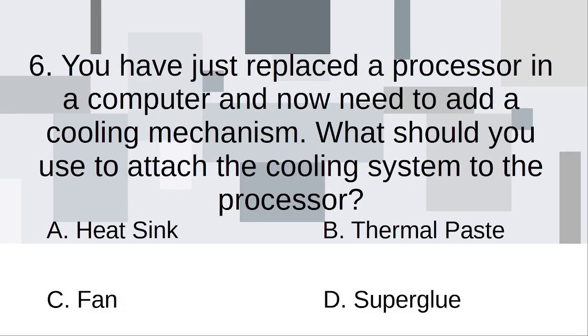Alright, number 6 says you have just replaced a processor in a computer and now need to add a cooling mechanism. What should you use to attach the cooling system to the processor? A, heatsink, B, thermal paste, C, fan, D, super glue. Take your time with this. So remember what the question says. What should you use to attach the cooling system to the processor?